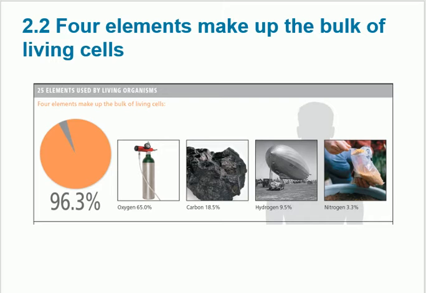Nitrogen is the last one. I got oxygen, carbon, hydrogen. Okay, so oxygen, carbon, hydrogen, nitrogen. Obviously, we're going down. Oxygen, 65%. It means 2/3 of your body is oxygen. And then you go down: carbon, hydrogen, and nitrogen. All of those 4 together, 96.3%. The very small percentage that's remaining is everything else.